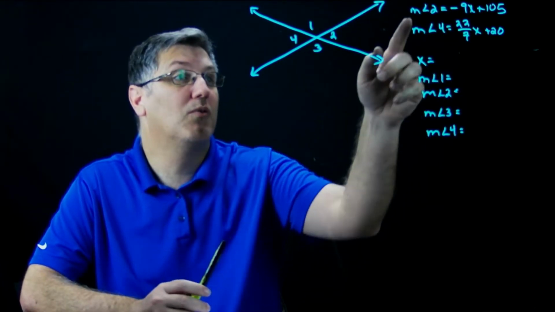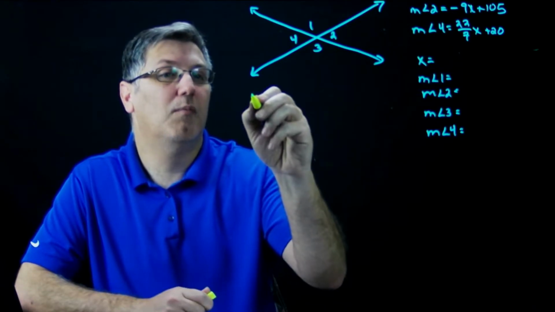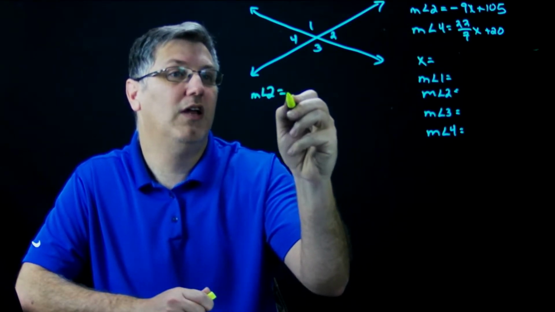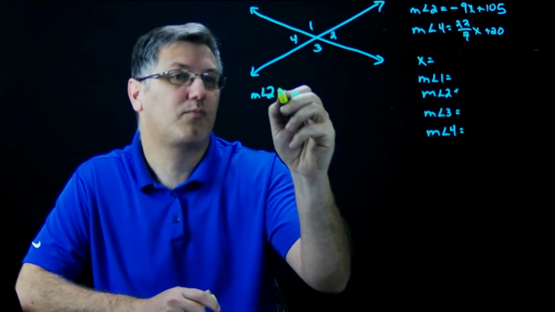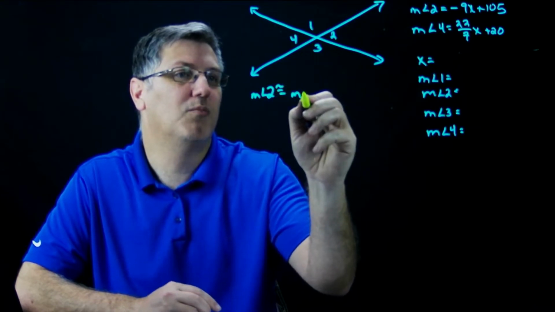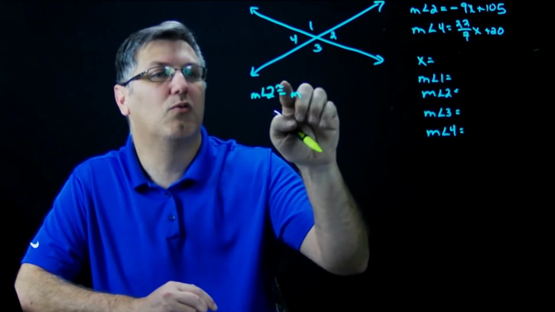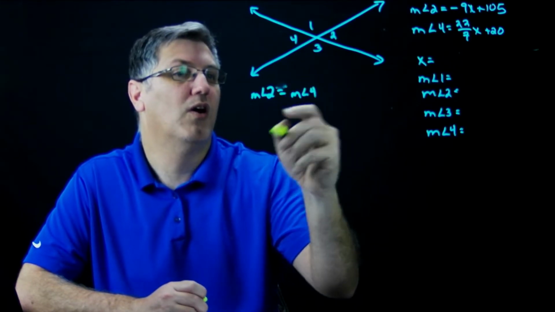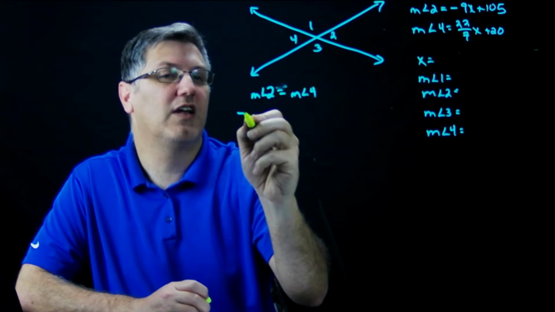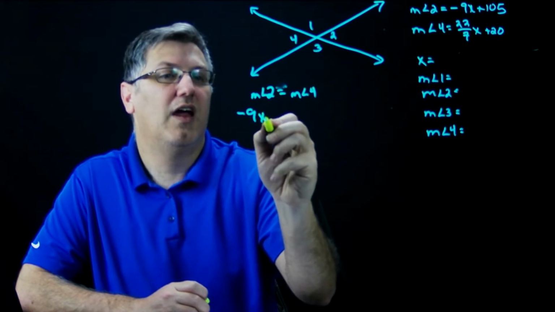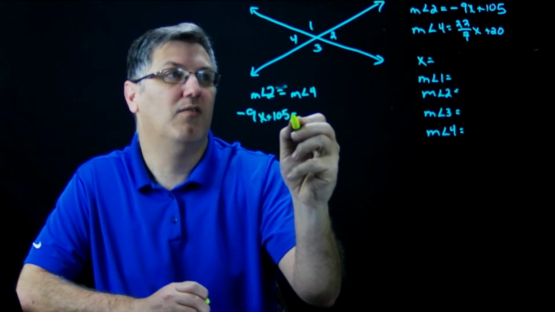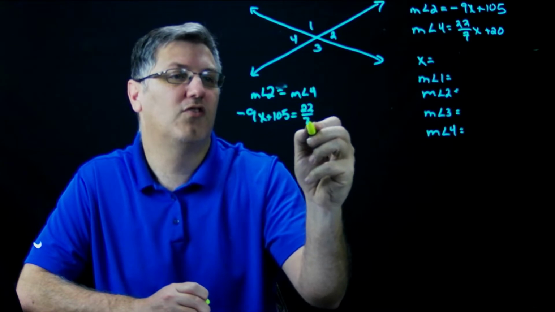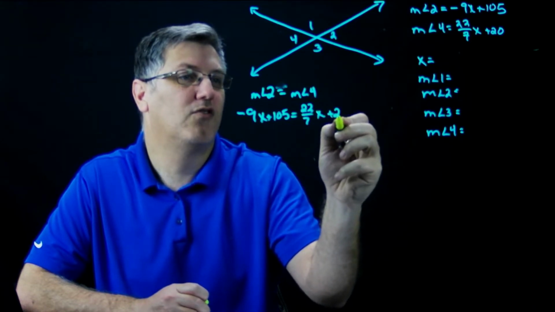So all I'm going to do is, we know that the measurement of angle 2 equals, it's actually congruent to, let's do equal because these are measurements, the measurement of angle 4. I substitute in my equations and I get negative 9x plus 105 equals 22 over 7 x plus 20.